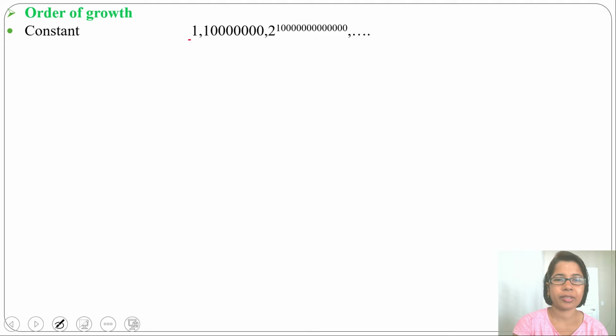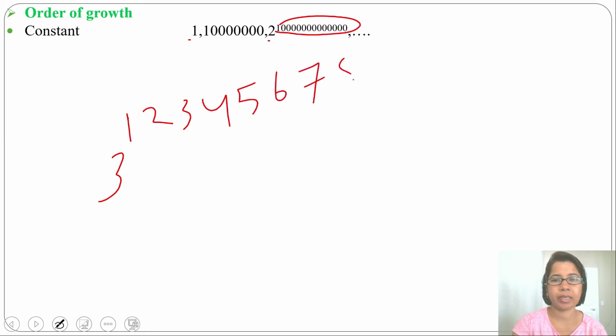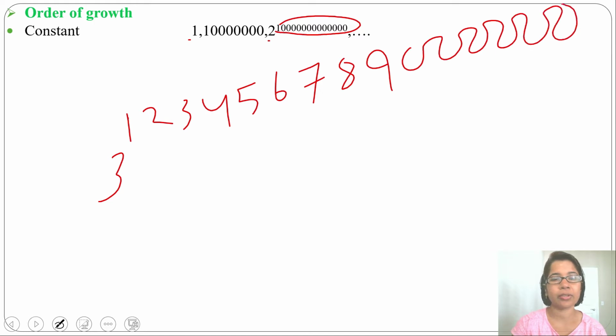Like 1 is a constant, 1 followed by 70 zeros is a constant, then 2 power 10 is a constant. Even 3 power 123456789000000 is also a constant. However big the number is, if it doesn't include any variable, it is a constant.